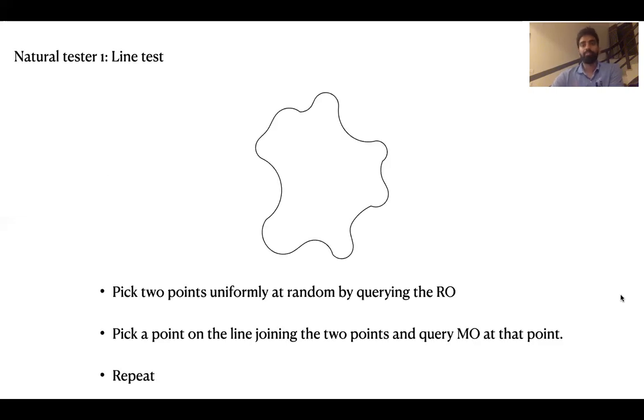So first, let's define what the line test is. You're given this unknown body. What you do is you just query 2 points at random and then check if the line lies inside the body using the membership oracle. And you keep repeating this. And at some point, if you find a line that goes outside the body, then you stop and say the body is not convex. Otherwise, after repeating it for some number of times, if all the lines still lie inside, you say the body is convex.